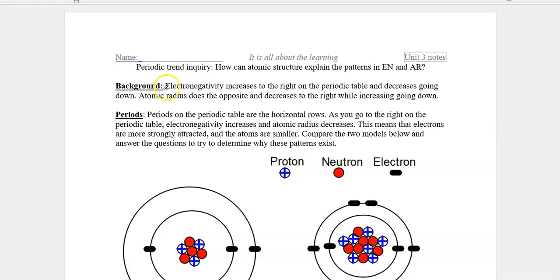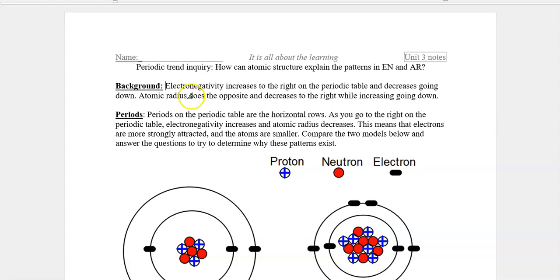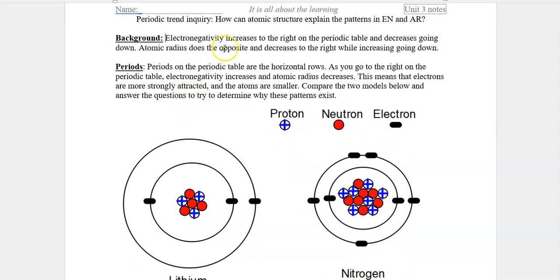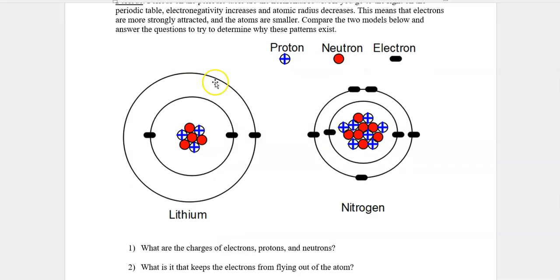So as a reminder, electronegativity increases to the right on the periodic table and decreases going down. Atomic radius does the opposite and decreases to the right while increasing going down. Periods on the periodic table are horizontal rows. As you go to the right, electronegativity increases and atomic radius decreases. This means that electrons are more strongly attracted and the atoms are smaller. Compare the two models below and answer the questions to try to determine why these patterns exist.